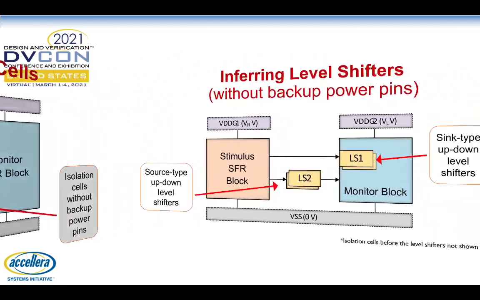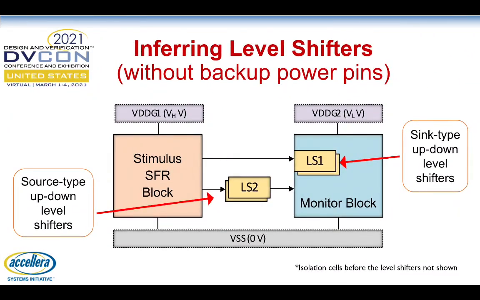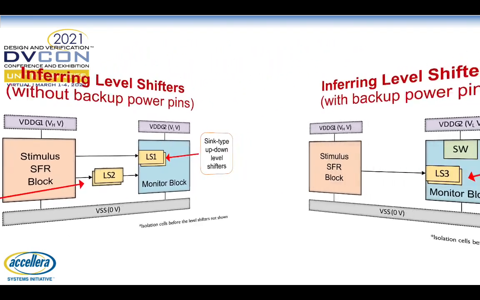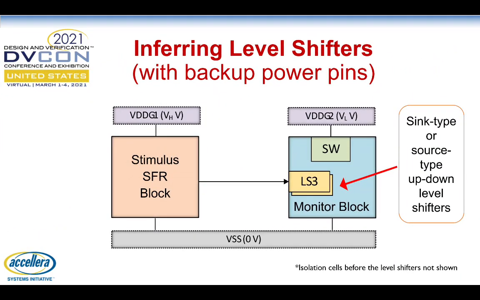Next up are the level shifters. By defining stimulus and monitor blocks at different voltage levels in the UPF, these cells can be inferred at the input or output boundaries of the monitor blocks. Here, LS1 are sync type up-down level shifters without backup power pins, while LS2 are their source type counterparts. LS3, as you see in this diagram, are sync type or source type level shifters with backup power pins and are hence inferred in a power gated monitor block.